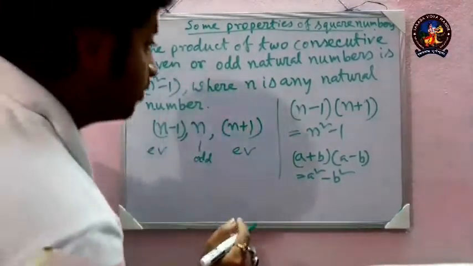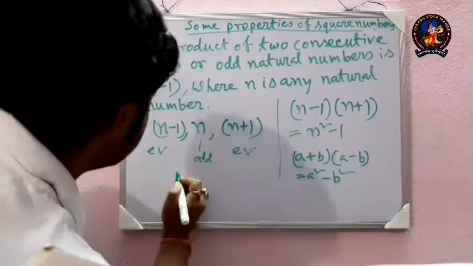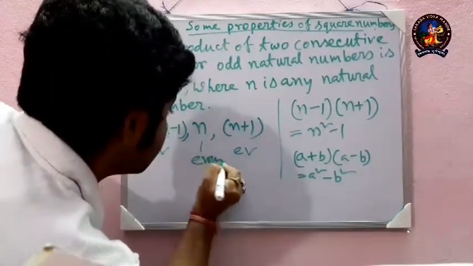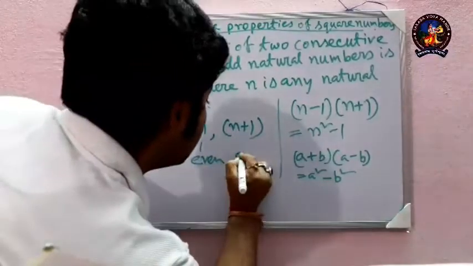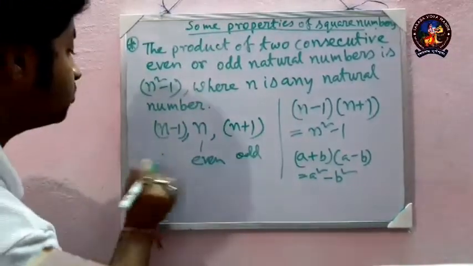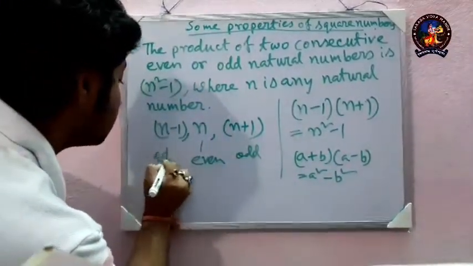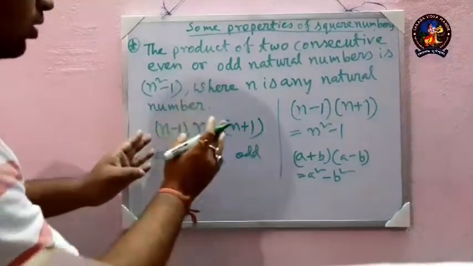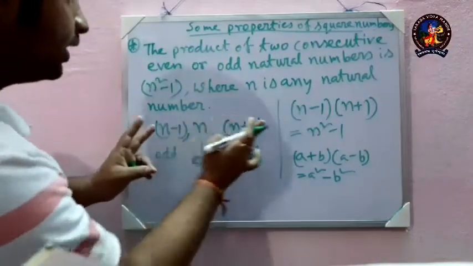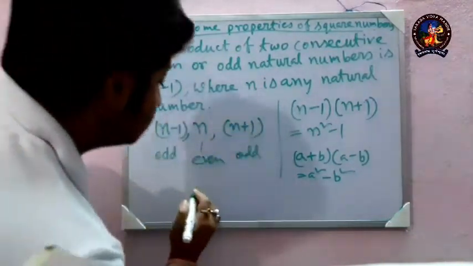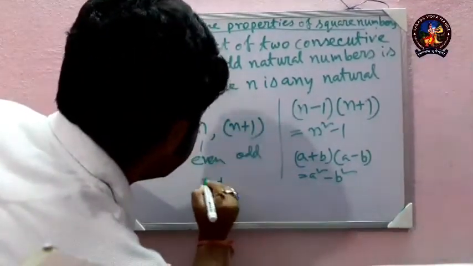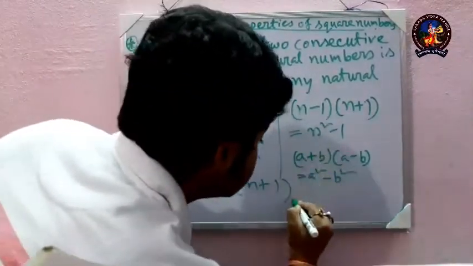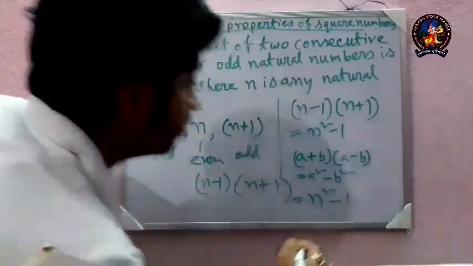Now, if n is even, then n plus 1 is odd and n minus 1 is also odd, right? Then the product of these two consecutive odd numbers, they are consecutive, right? Then the product of these two consecutive odd numbers is the same according to this formula. This is n square minus 1.